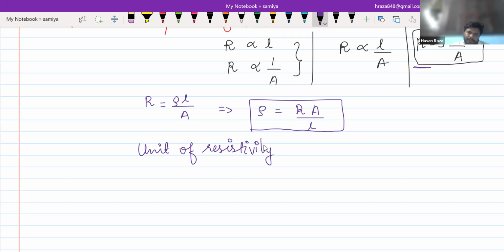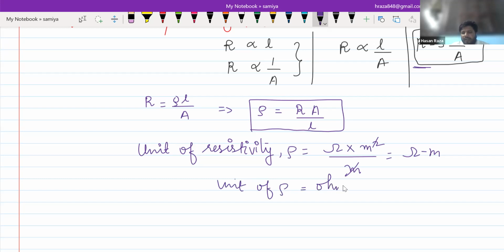Now you can see the unit of resistivity: unit of resistance is ohm, unit of area is meter square, and unit of length of the conductor is meter. So basically ohm meter, or generally in this chapter we use centimeter instead of meter. Ohm centimeter, or you can also write ohm centimeter.